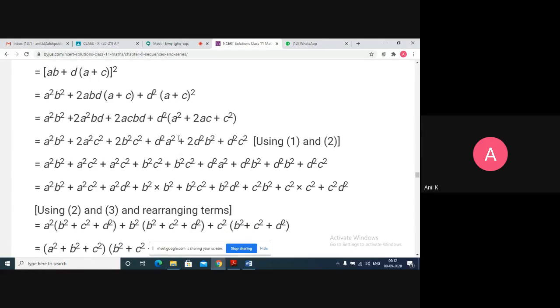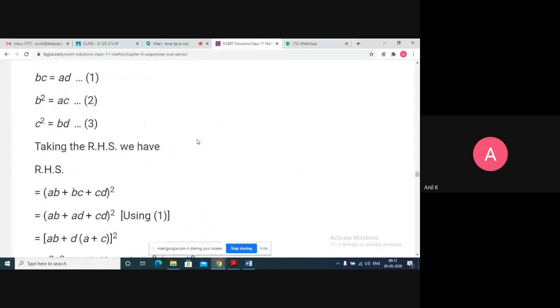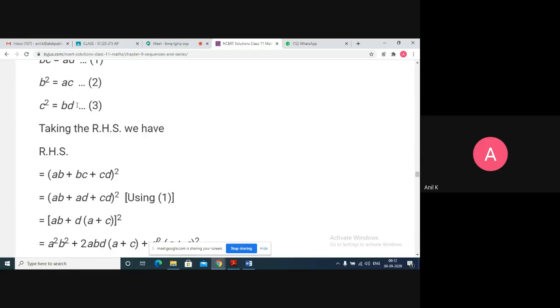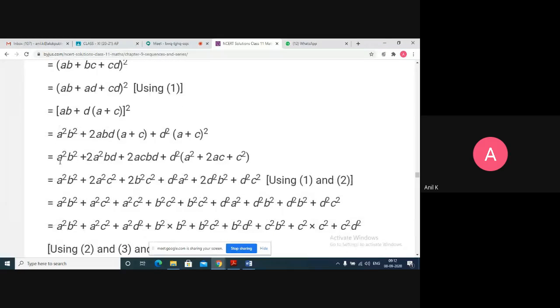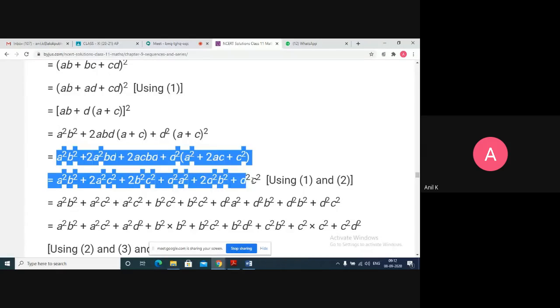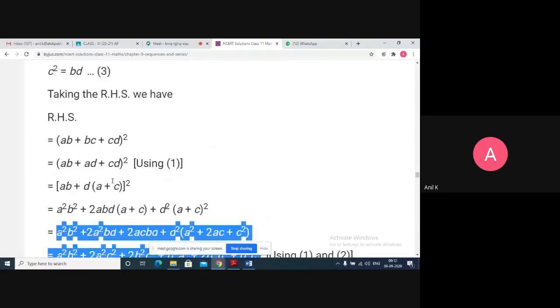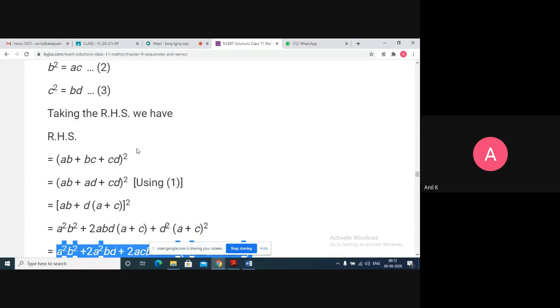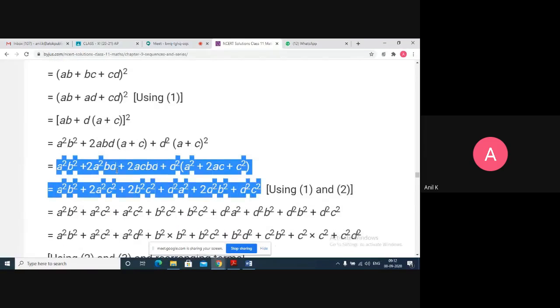Now after that what we have to do is use equations 1 and 2. What are equations 1 and 2? You have bc equals ad, b square equals ac. These two things I will replace. You see the changes from this step to the step below. Your a square b square is the same. In 2a square bd, in place of bd I replaced it as c square, because c square is nothing but bd.